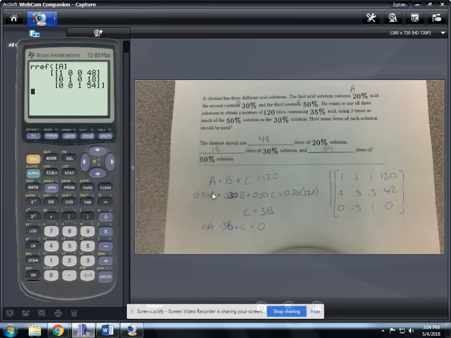And if you take the second equation here and you plug 48, 18, and 54 in for A, B, and C, you should get 42 as a result there. And sure enough, 54 is 3 times 18. That works. Yep. So that's how you do it.